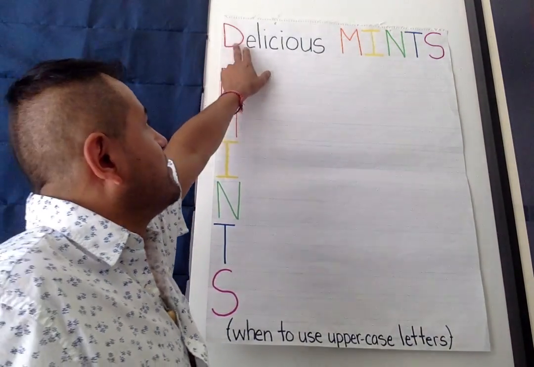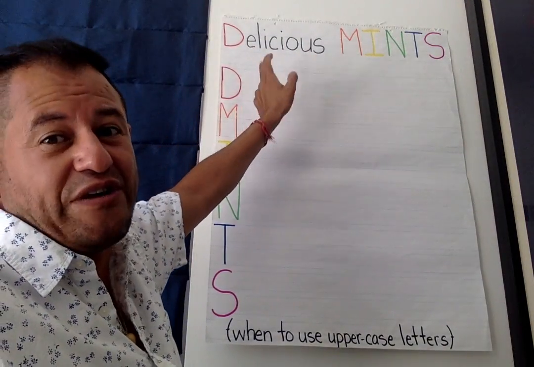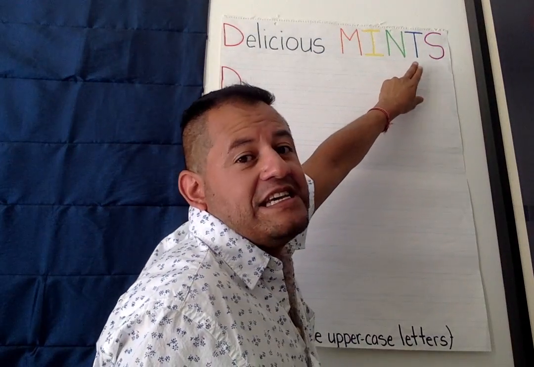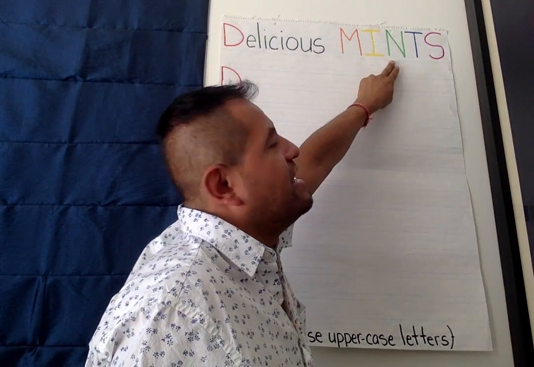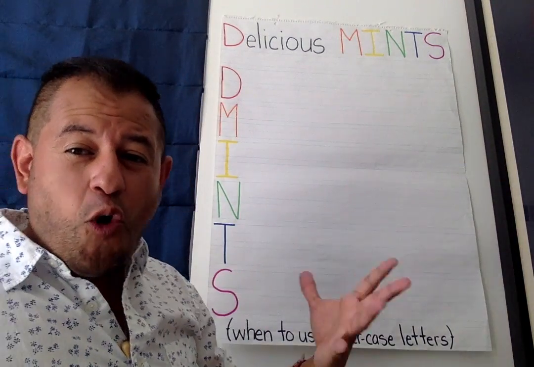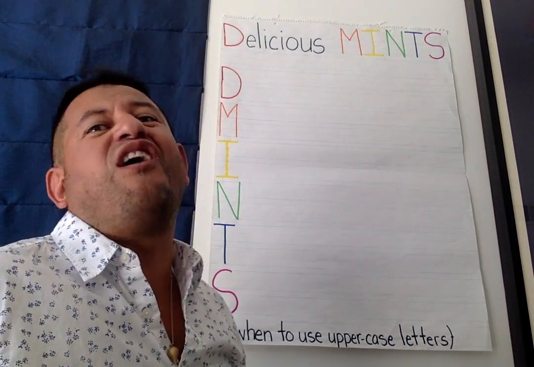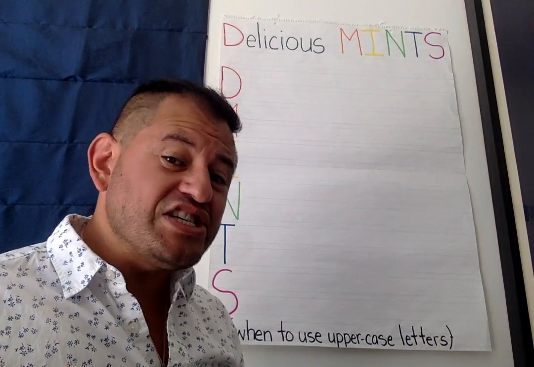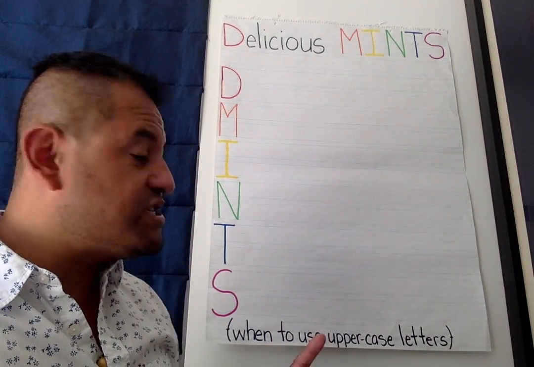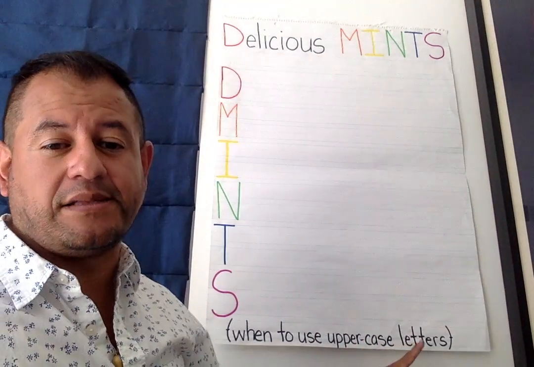The D here is delicious, but it actually has a different meaning here. And then the M-I-N-T-S, mints, they each have their own meaning. Well, what are delicious mints? Delicious mints are a way for me to remember when to use uppercase letters.